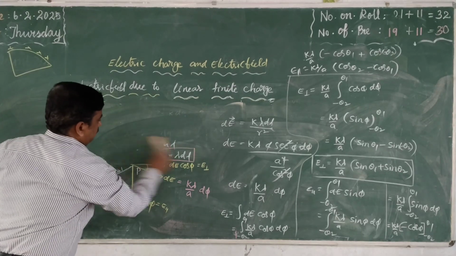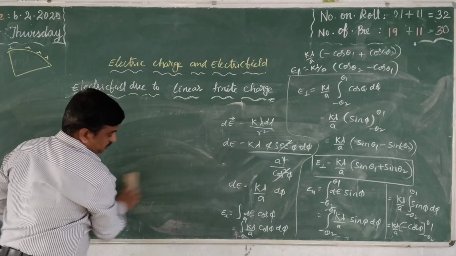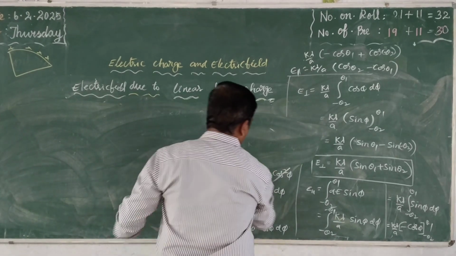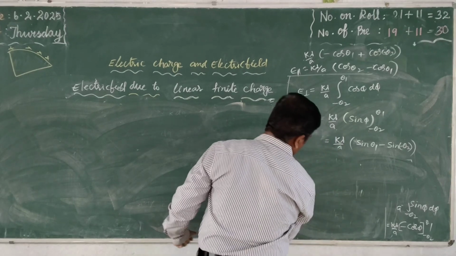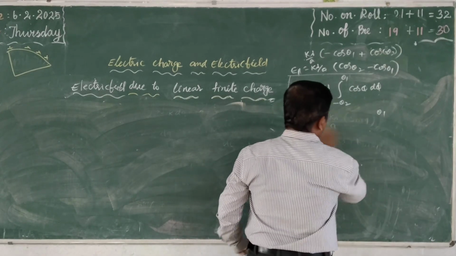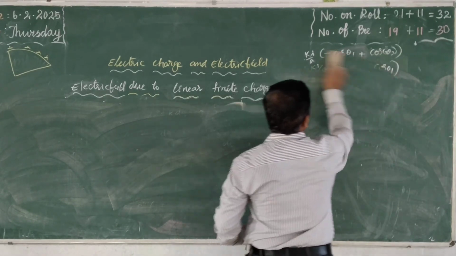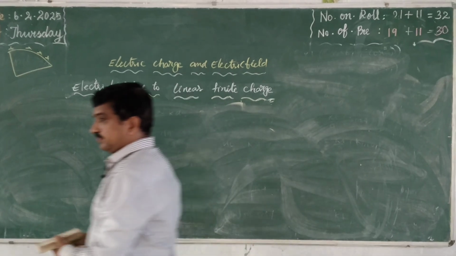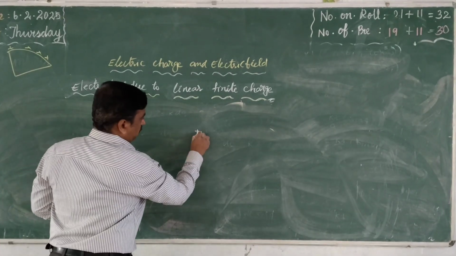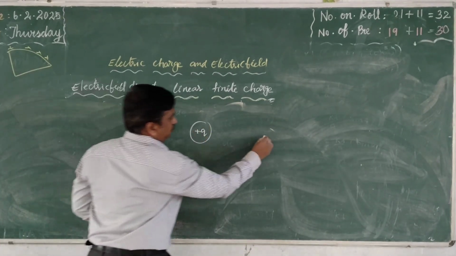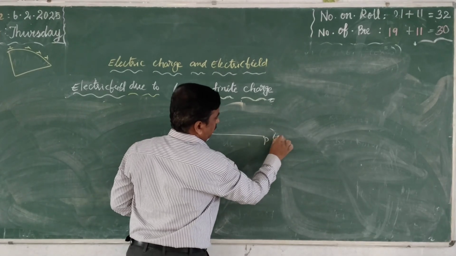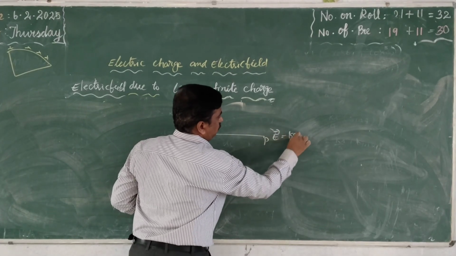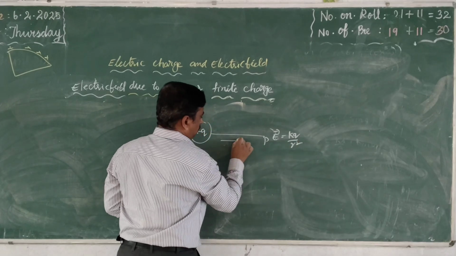In this class, we see what the electric field versus X graph is. Before that, we discuss electric field. We already know electric field is inversely proportional to the distance between them. So first we can take plus Q. At point P, the electric field is E equal to KQ by R square, where R is the distance.